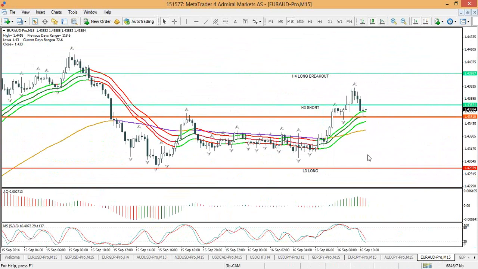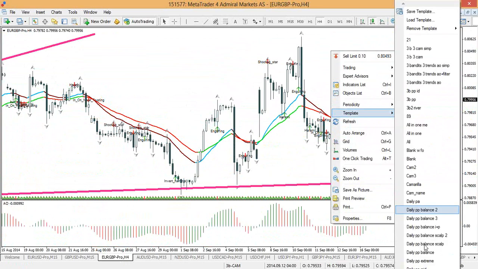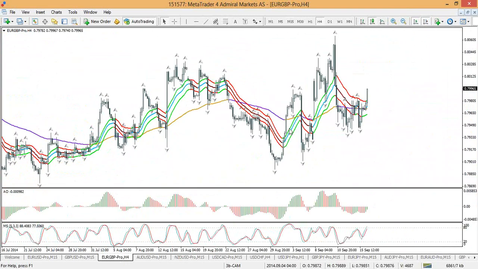Well, I guess we looked at all the pairs, or at least most of the pairs. Maybe the Euro Pound is one of the exceptions. Anyone want to look at long-term charts? Is there anyone who has interest in that?